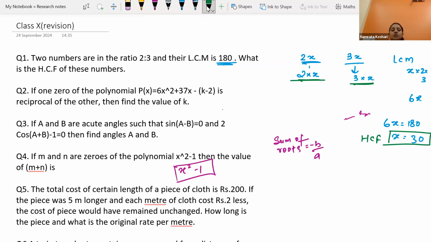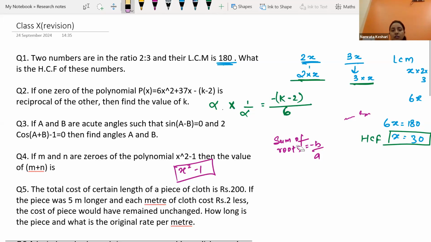Next one, if one zero of the polynomial is the reciprocal of the other, let's say one of the zeros is alpha, the other zero is 1 by alpha, because the other one is the reciprocal of one of the zeros. Now we have to find the value of k from here. So we'll be using the product of the zeros formula. Product of the zeros is c by a. Our c is minus (k minus 2) over a, which is 6. From here you will be able to take out the value of k, which all the students have already done.